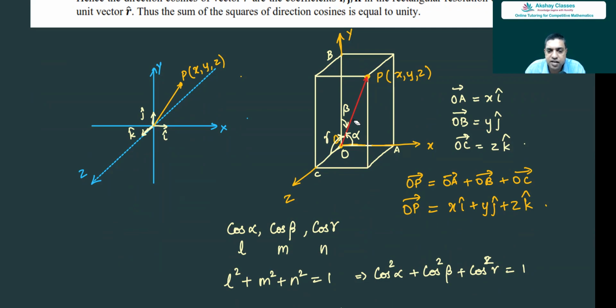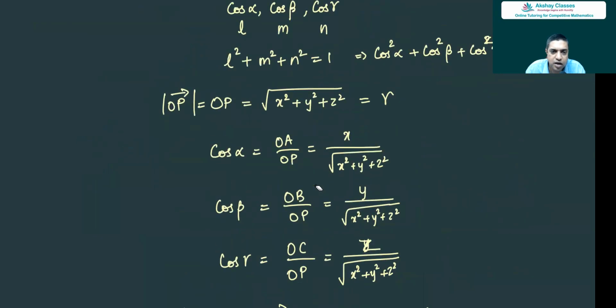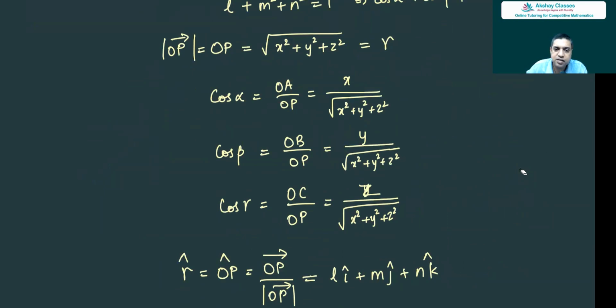Cosines of that are called the direction cosines, represented by l, m, and n, and the sum of the squares of the direction cosines is equal to 1. Each direction cosine is defined like this: cos alpha is x upon root of x square plus y square plus z square, which is x upon r, which is l. Cos beta is y upon r, which is m, and cos gamma is z upon r, which is n.